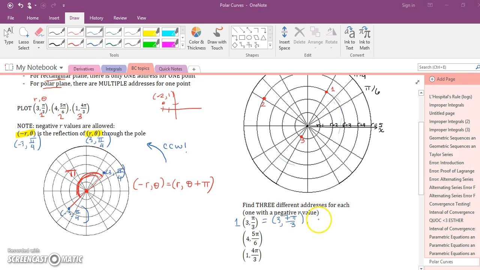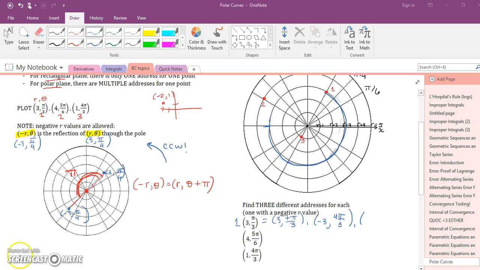Now I want one with a negative r value, so let's try doing -3. So let's go 1, 2, 3, and then I would rotate this way. So starting from here, that would be pi over 3, 2 pi over 3, 3 pi over 3, 4 pi over 3. So that's another option.